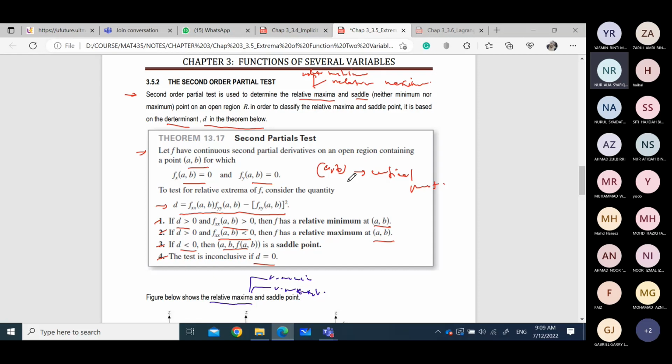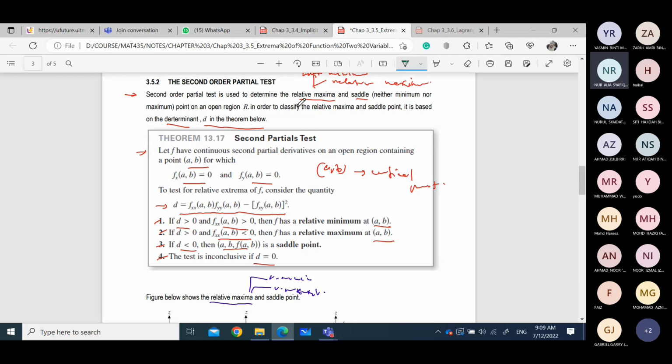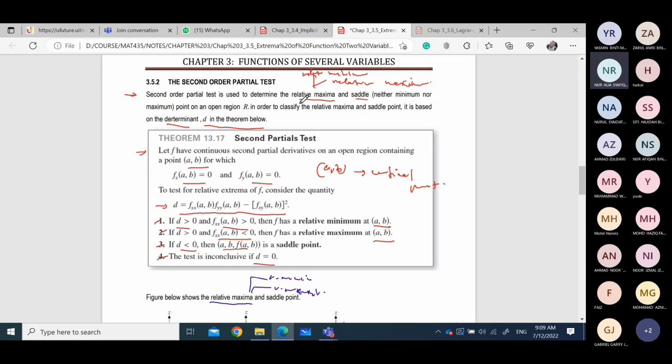Alright. Okay, any questions about relative extrema? None. Alright, so if there are none, that's all for relative extrema. And then we will continue on to the next method, which is the Lagrange method. So let's take 5.